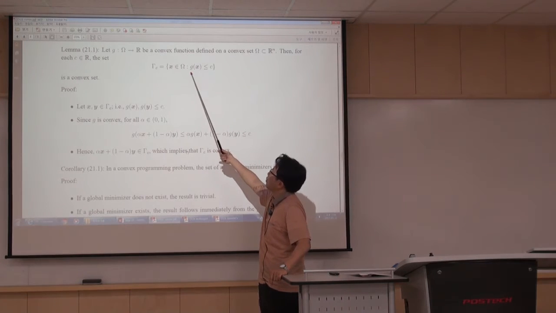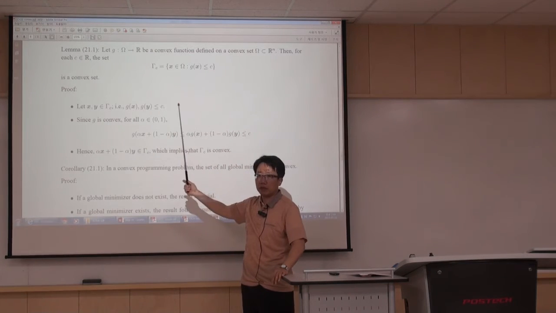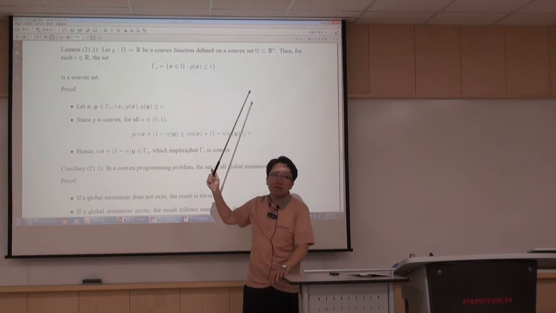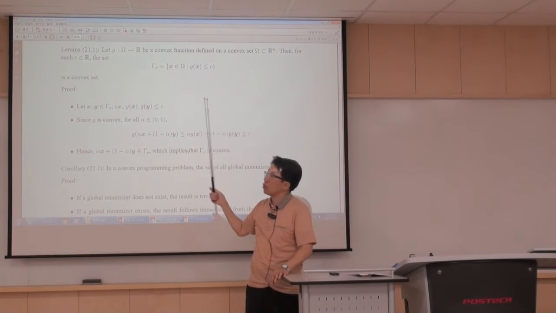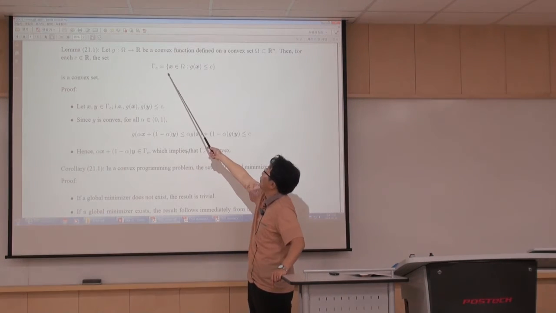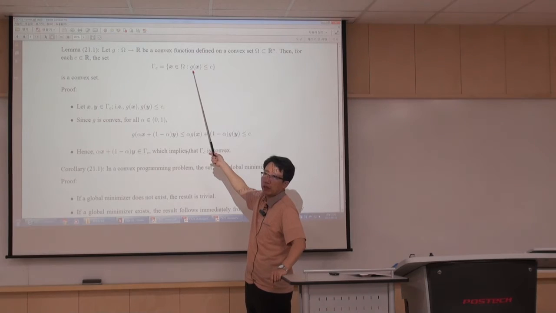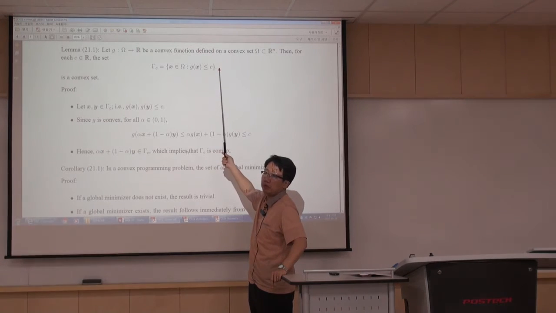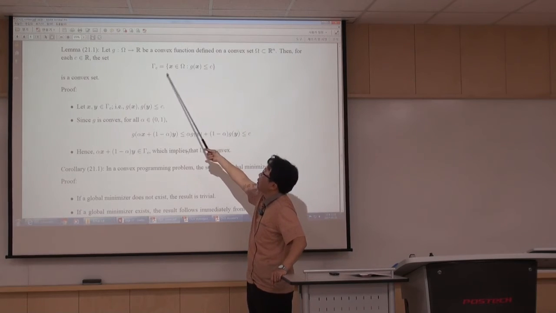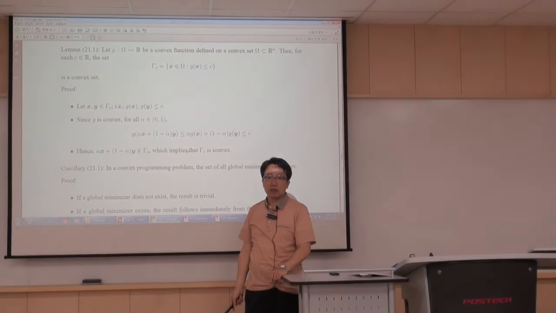Then what? Interestingly, this set is a convex set. Such a set is called a sub-level set, because if it is equal, then we call it a level set of function G at level C. Sub-level means that the function value is less than or equal to some constant. So a sub-level set is a convex set.